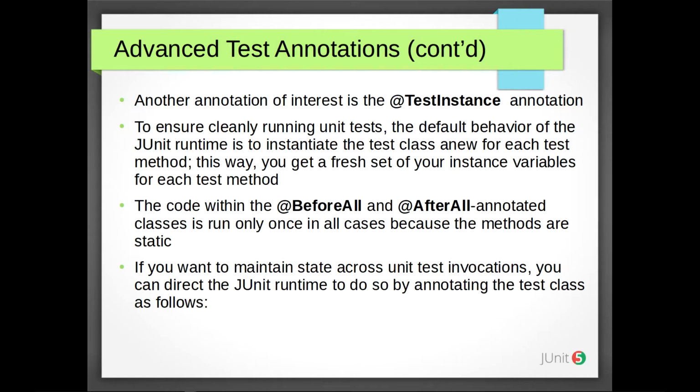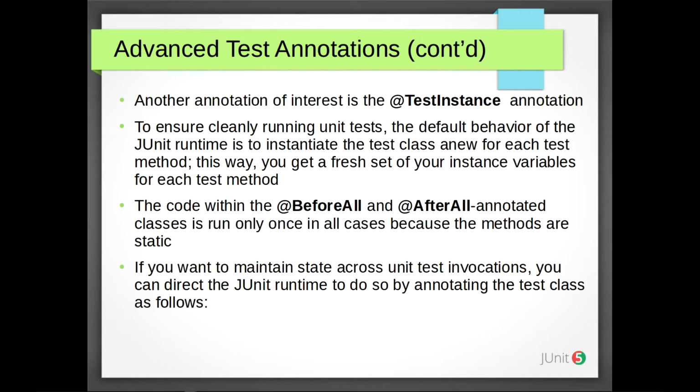Another annotation of interest is the @TestInstance annotation. To ensure cleanly running unit tests, the default behavior of the JUnit runtime is to instantiate the test class anew for each test method. This way you get a fresh set of your instance variables for each test method, but not your static variables, obviously. The code within the @BeforeAll and @AfterAll annotated methods is run only once in all cases because the methods are static.